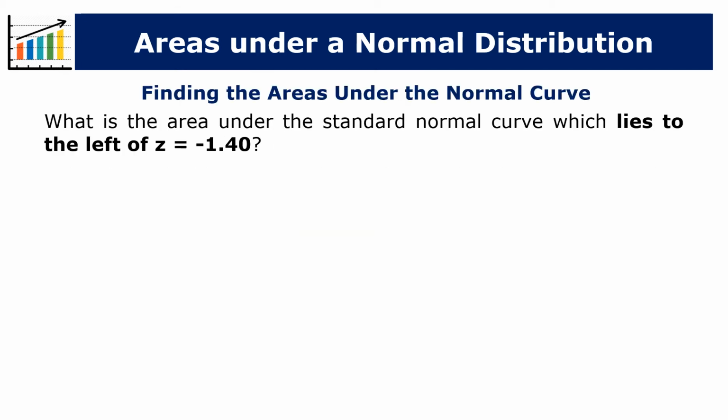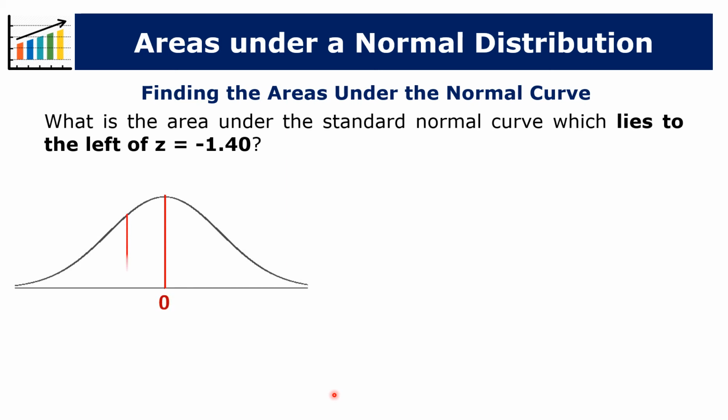Now since na-convert na natin from a normal distribution to a standard normal distribution, we can now use the z-table to find the area that lies to the left of z, which is equal to negative 1.40. So again, we have 0, we have negative 1.40 at the left of 0. In this case, we are looking for the area to the left of z equal to negative 1.40. So how are we going to do that?